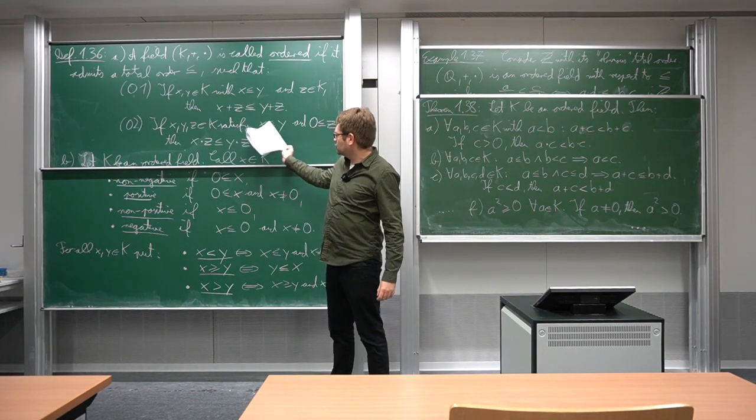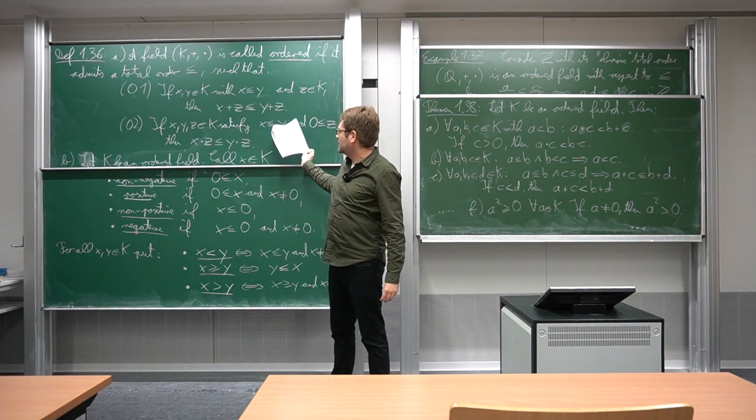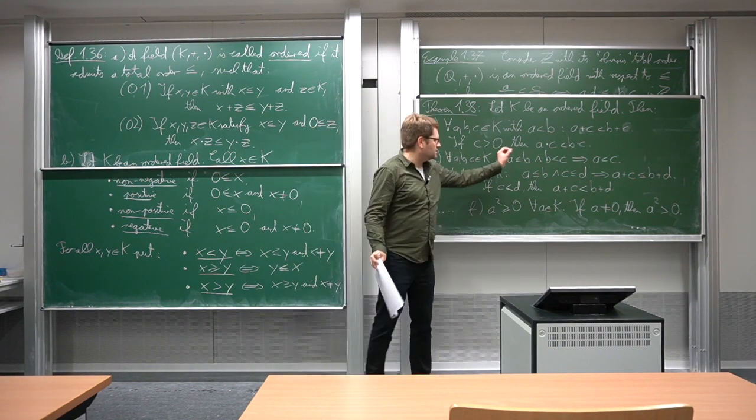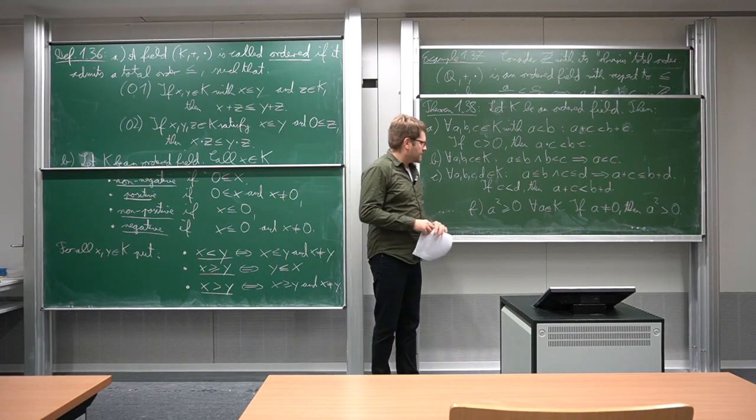So we have O2, the second ordering axiom. We only know that this relation, smaller than or equal to, is preserved by non-negative numbers, but if we have these strict inequalities, we don't know yet. So this is something we need to show.